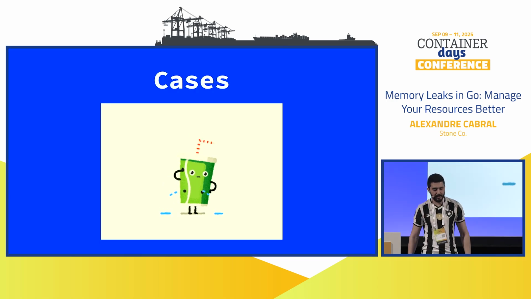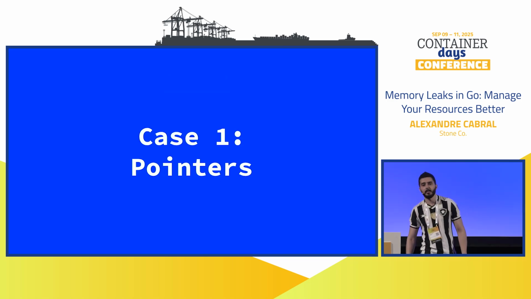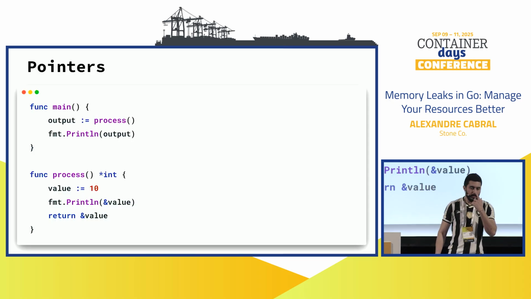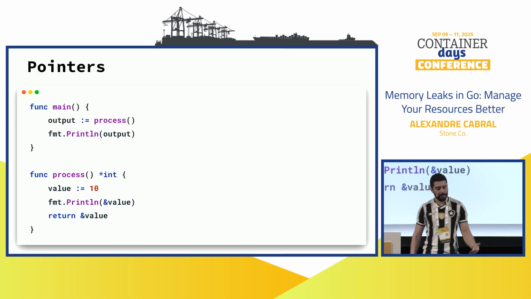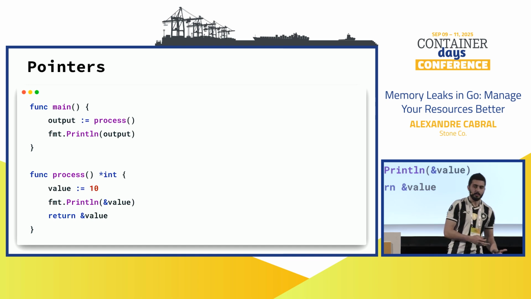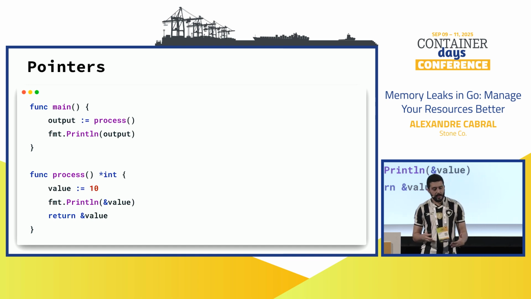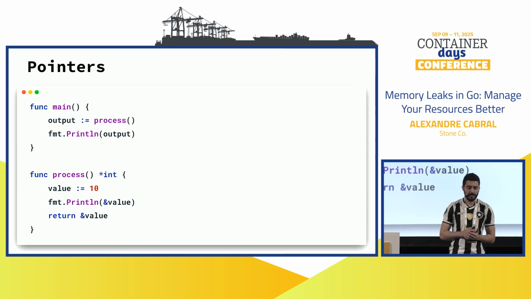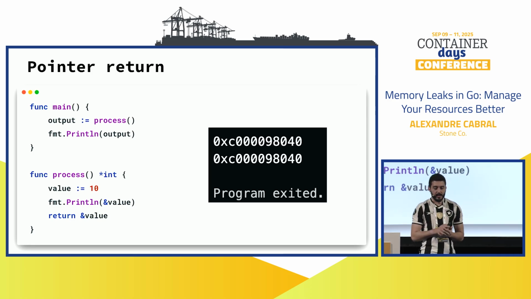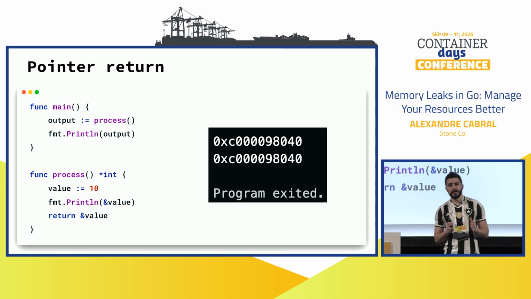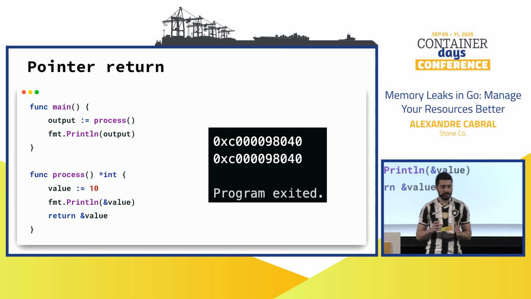And let's go to some cases. The first one is about pointers. This is a simple code where we have a main function and a process function being called. Basically, what I'm doing here is creating a variable called value and printing its address in the main function and inside the process one. As we can see, the memory address is the same, because we are returning a pointer in this case.